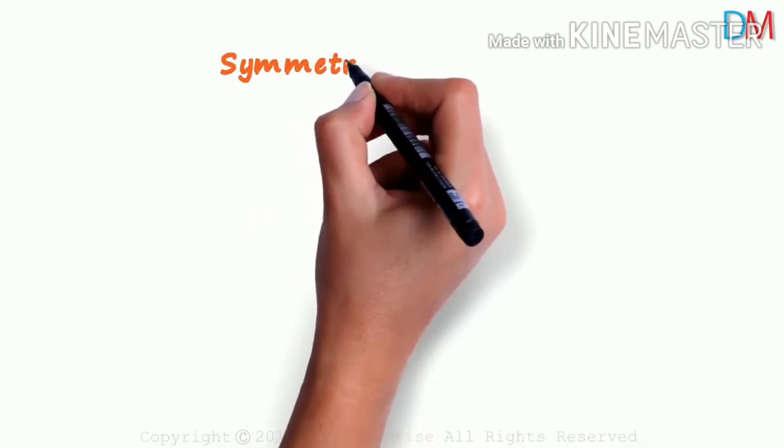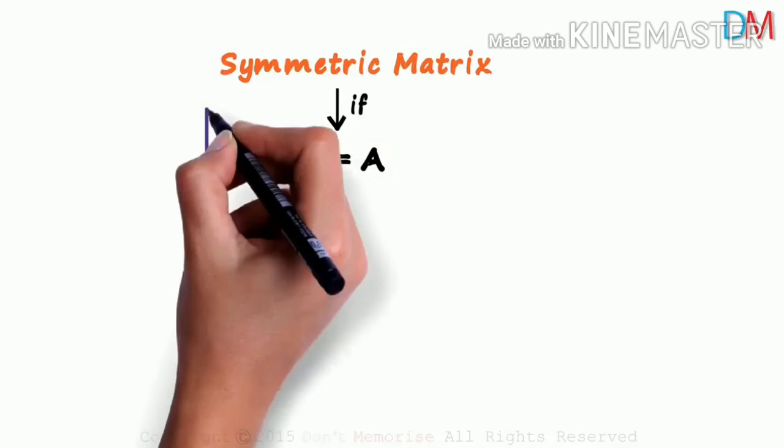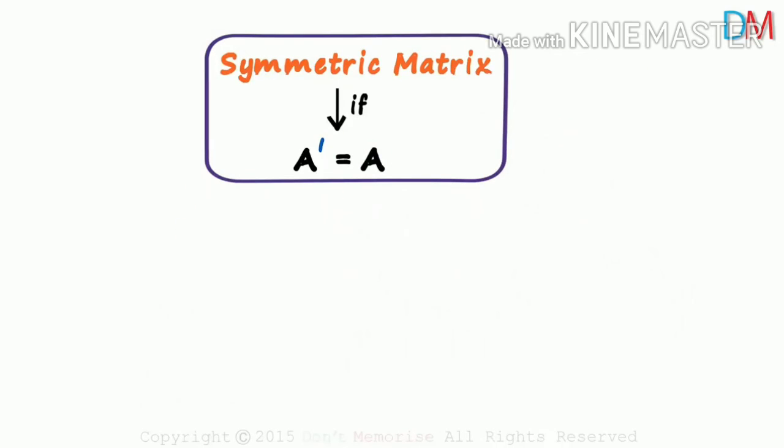In this video, we will learn something called a symmetric matrix. Yes, a symmetric matrix. When can we say that a matrix is symmetric? Matrix A is symmetric if A transpose is equal to A. Understand this well. The transpose of the matrix is equal to the matrix itself. This is the definition of a symmetric matrix.